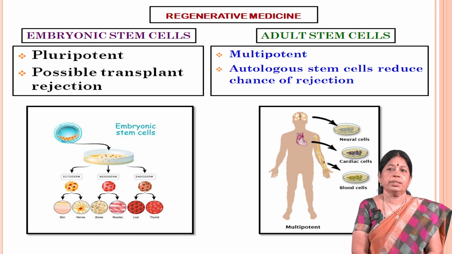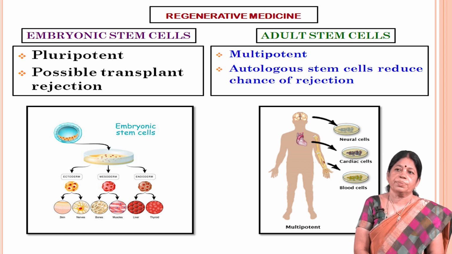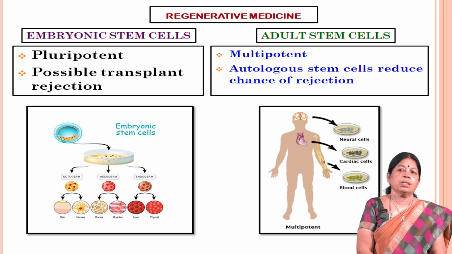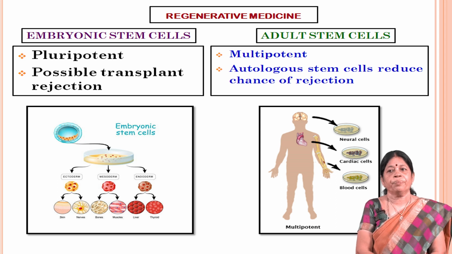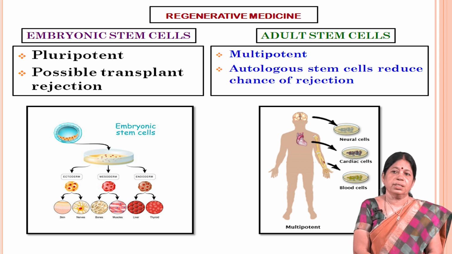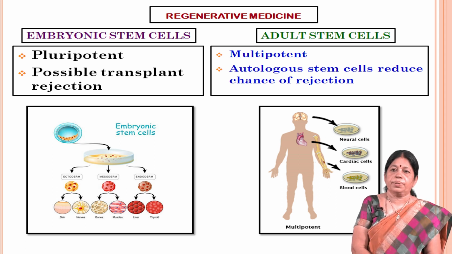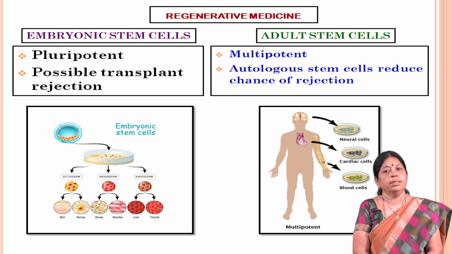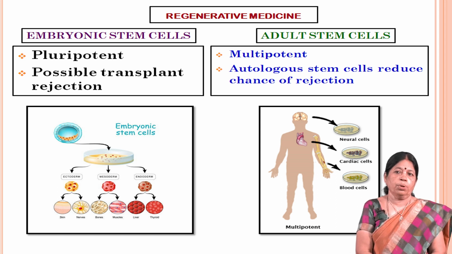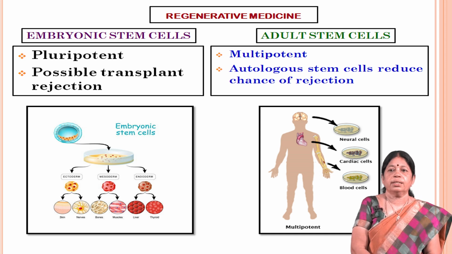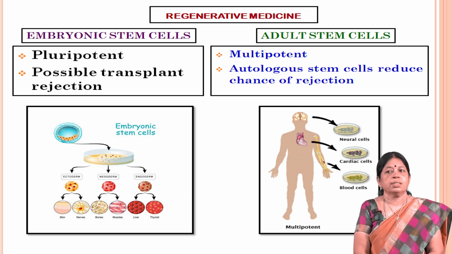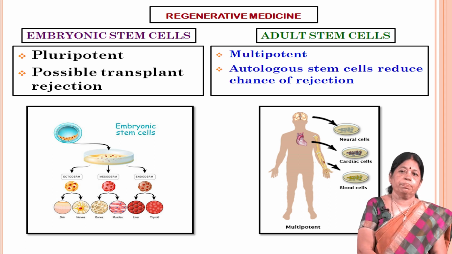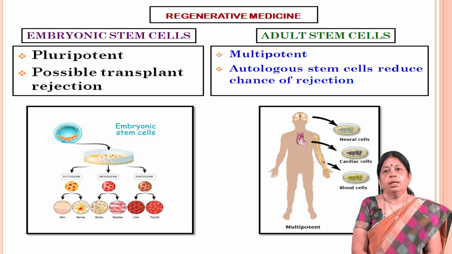Adult stem cells are multipotent, so they are autologous stem cells, and they reduce the chance of rejection. Because they are taken from the adult person, they have the power to reduce the chance of rejection. If our body accepts, then only, whether it is a kidney or a liver or any part of the body, can it be activated in a patient's body. Otherwise, if rejection occurs, this may not be suitable for a particular person to have the organ transplantation process.